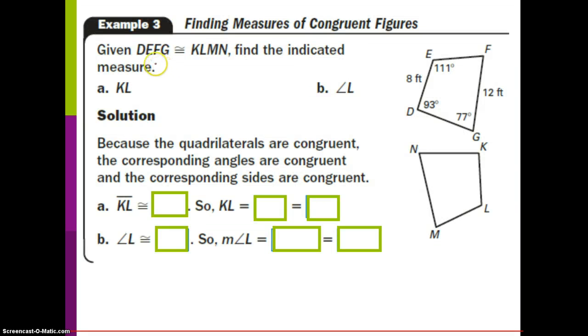In example 3, you're going to find the measure of congruent figures. Remember, congruent means the same shape and size. We want to find the indicated measure. First one is KL. I know KL is the first two, so I want to go to DE. That's the same as DE. So here's KL. It's the same as DE. It's corresponding, or the same, which is congruent. So if DE is 8 feet, and it's the same as KL, KL is also 8 feet.